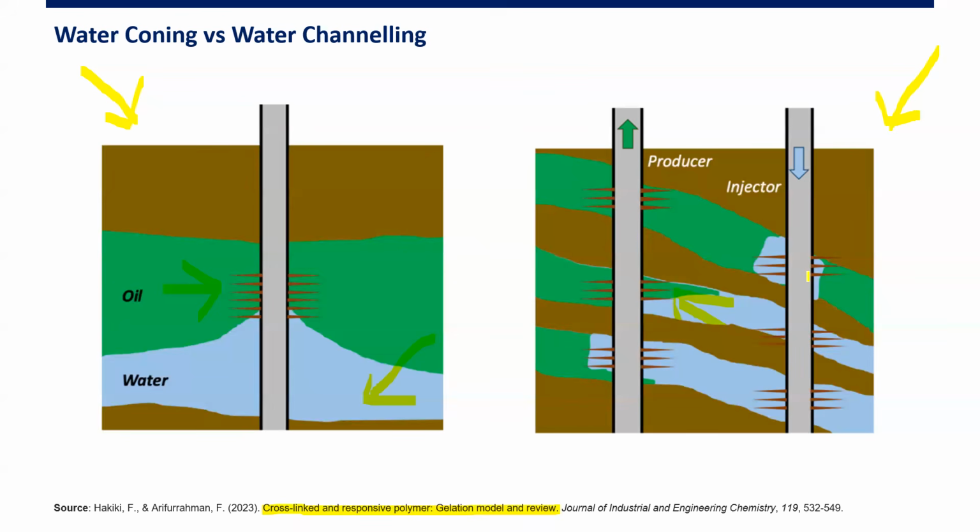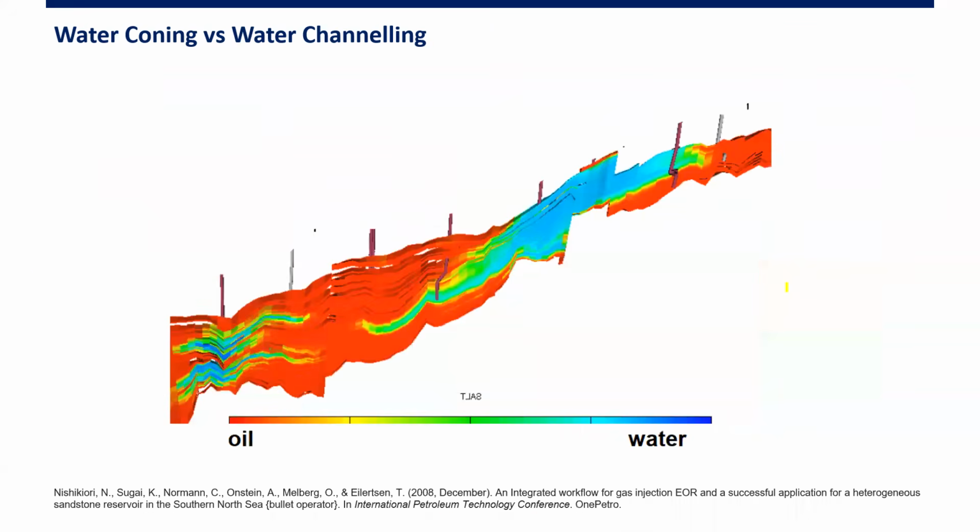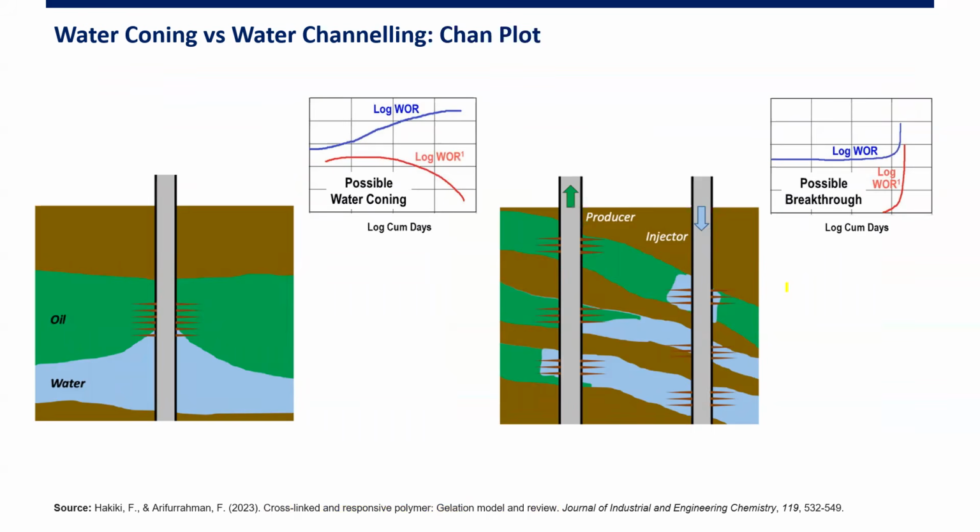All right. And then lastly, you can also do diagnostic analysis using the famous Chan plot. Basically, you plot the logarithm of the water oil ratio and its derivative against the logarithm of cumulative days. If you have a water coning problem, the diagnostic plot will be somewhere around this shape. And if you have a water channeling issue, you will have something like this.